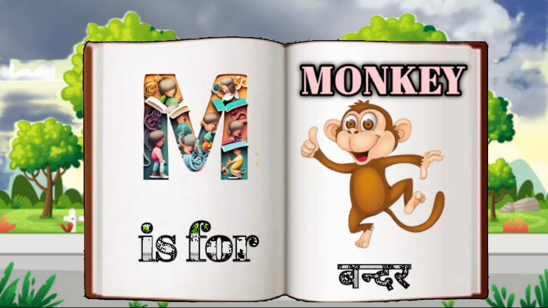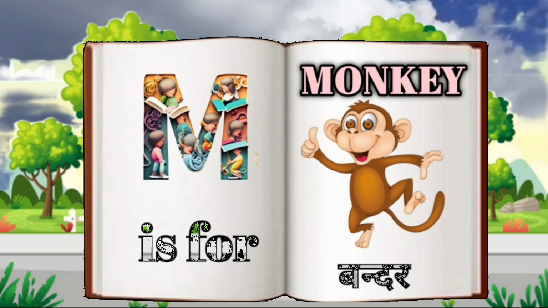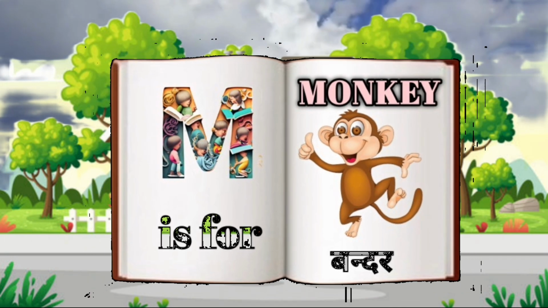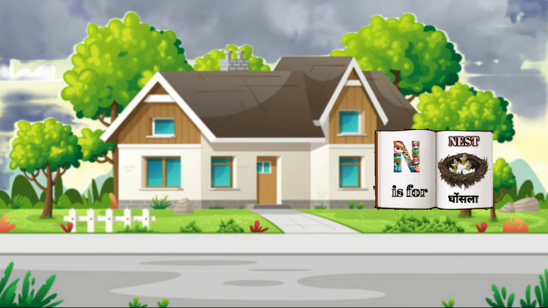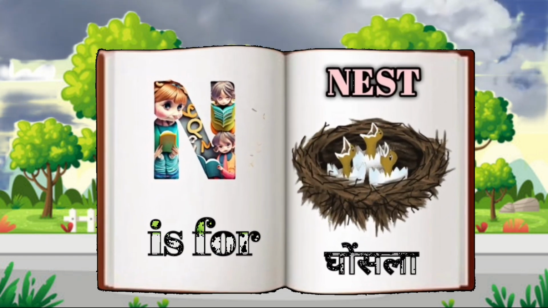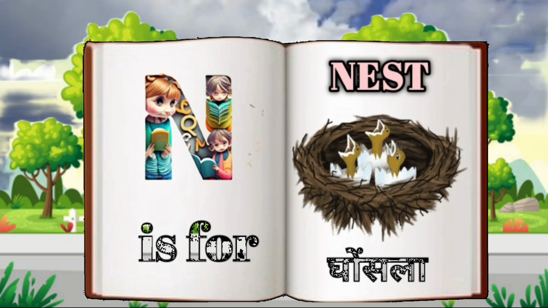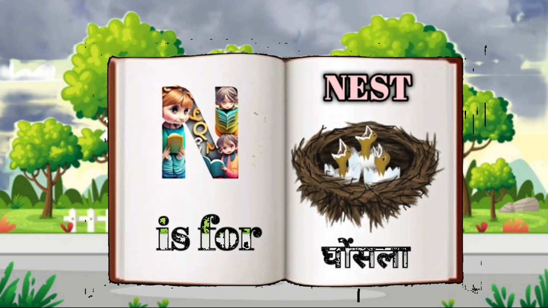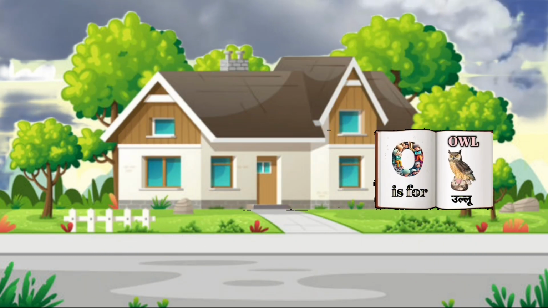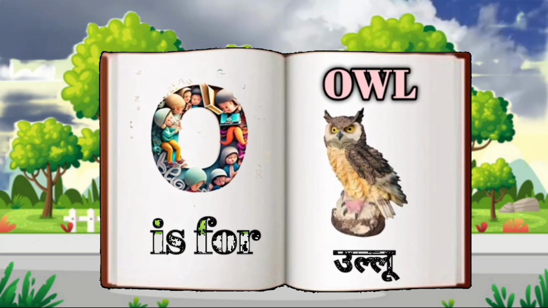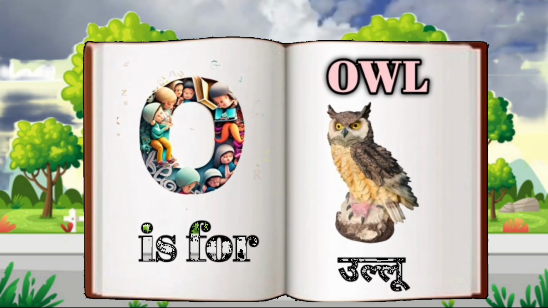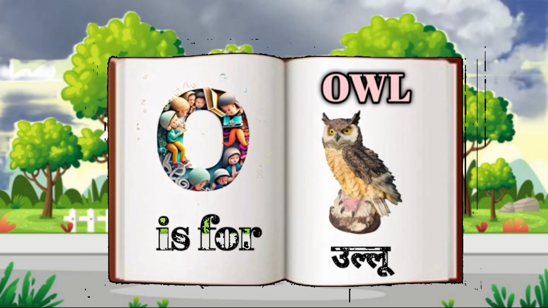M is for monkey. Monkey means bandar. N is for nest. Nest means ghosla. O is for owl. Owl means ullu.